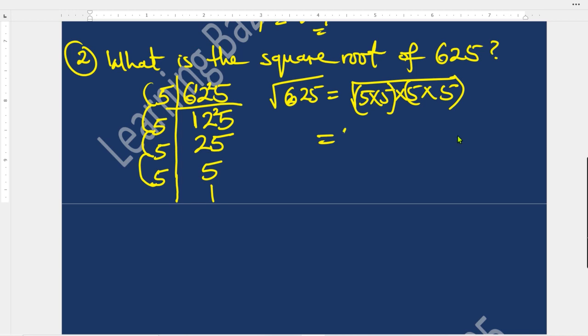So pick one from one bracket, 5, times pick one from the second bracket, that's 5. And when you're picking one from the bracket, make sure you don't put the square root sign again, okay? So 5 times 5 is equal to 25. So the square root of 625 is equal to 25.